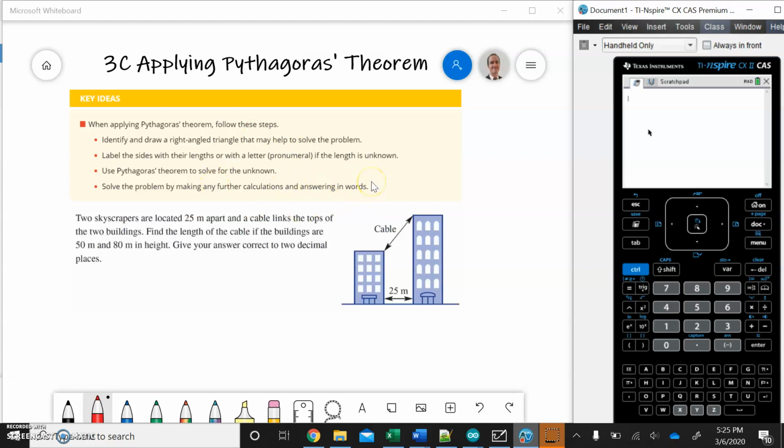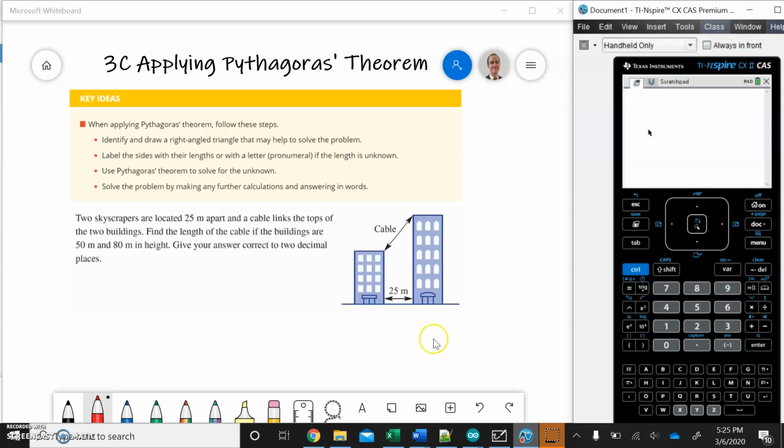And then we'll answer the problem in words. If we read through this example, it says we have two skyscrapers located 25 meters apart, and a cable links the tops of the two buildings. We can see it's a cable there. We're asked to find the length of the cable if the buildings are 50 meters and 80 meters in height, and give your answer correct to 2 decimal places.